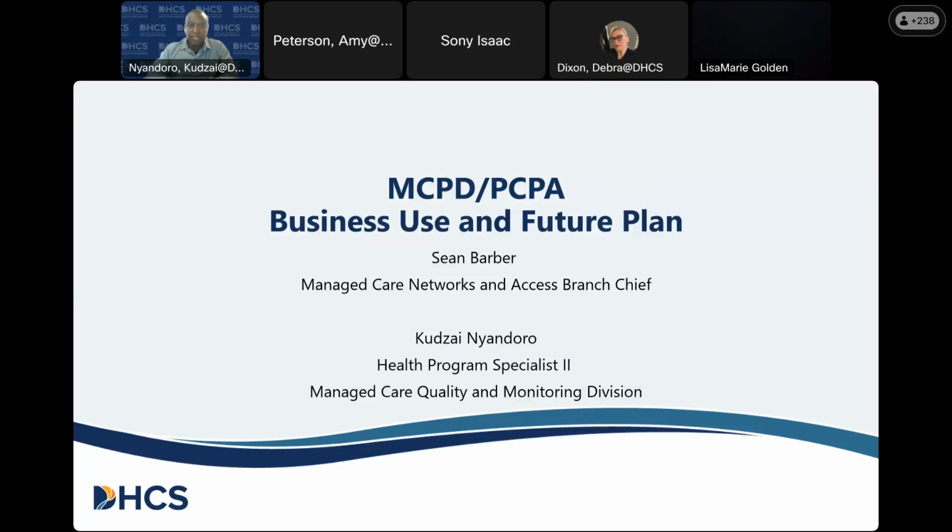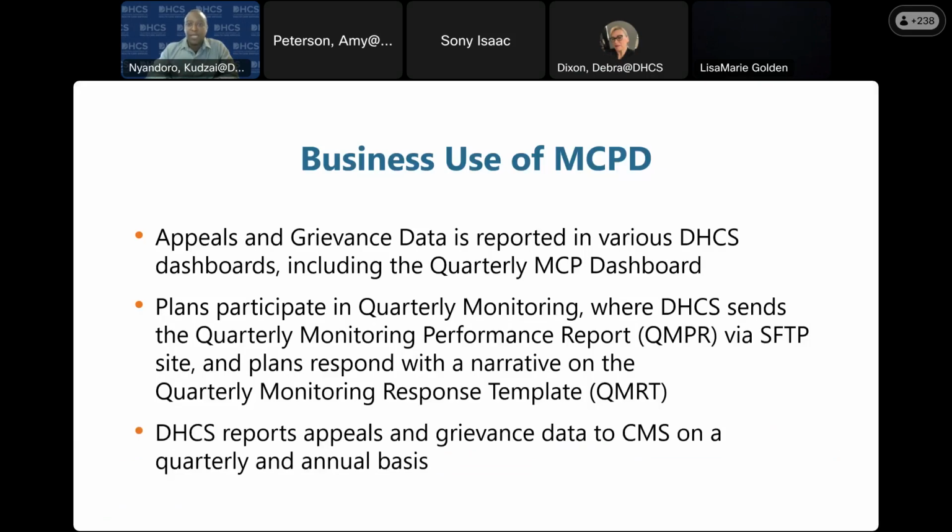The first one is on the business use of the managed care program data. The appeals and grievance data are reported in various DHCS dashboards, and this includes the quarterly MCP dashboard. Plans participate in the quarterly monitoring, where DHCS sends the quarterly monitoring performance report via SFTP site. And then in return, the plans respond with a narrative on the quarterly monitoring response template. DHCS reports appeals and grievance data to the Centers for Medicare and Medicaid Services on a quarterly and annual basis.